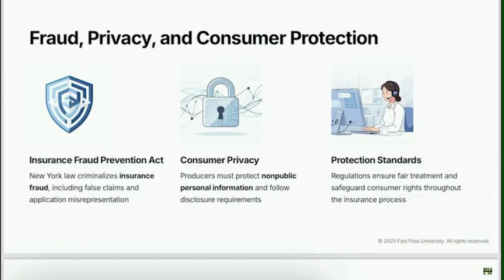There's also a Consumer Privacy Act, which states that producers must protect non-public personal information and follow disclosure requirements. So they could ask, what is it called when producers protect non-public information and follow disclosure requirements, or what is the name of the act? And that is the Consumer Privacy Act. And then there are different protection standards. There are regulations that ensure fair treatment and safeguard consumer rights throughout the entire insurance process. And of course, that is going to be monitored and maintained by the superintendent.